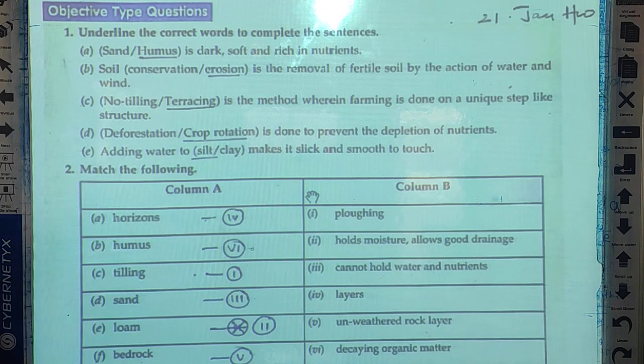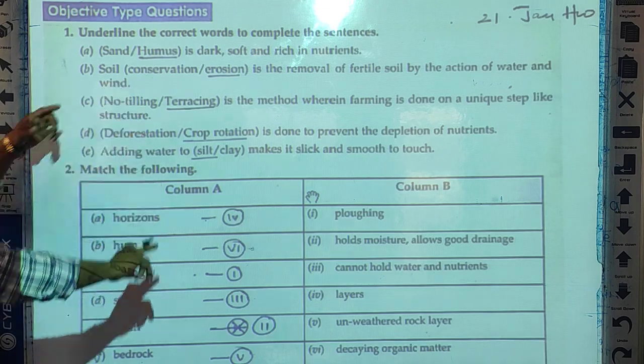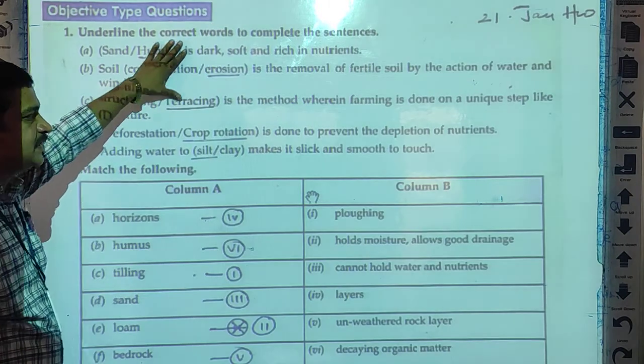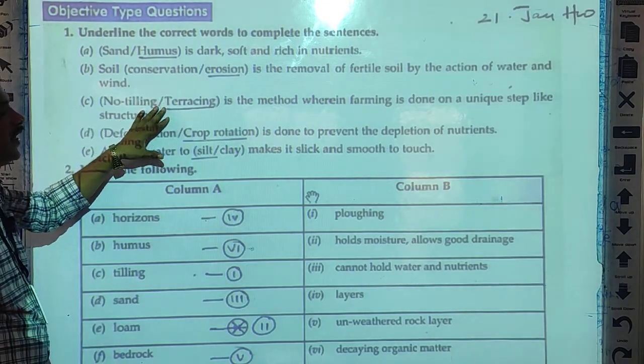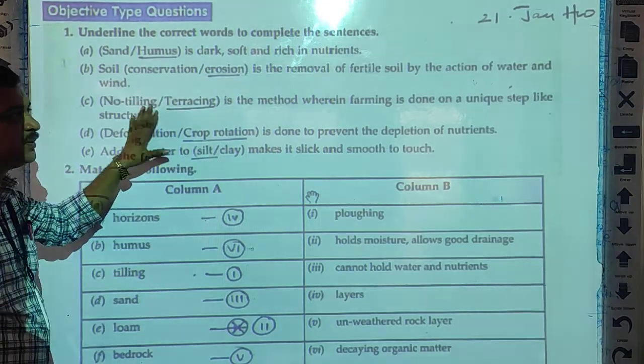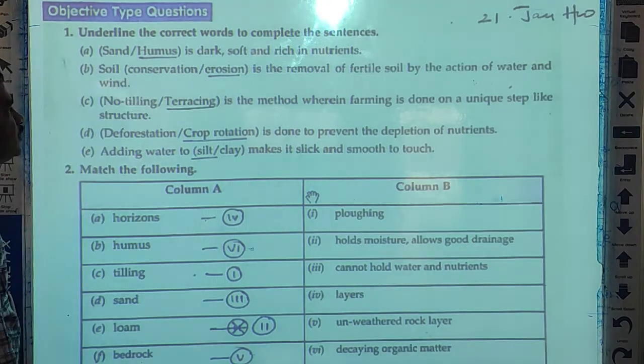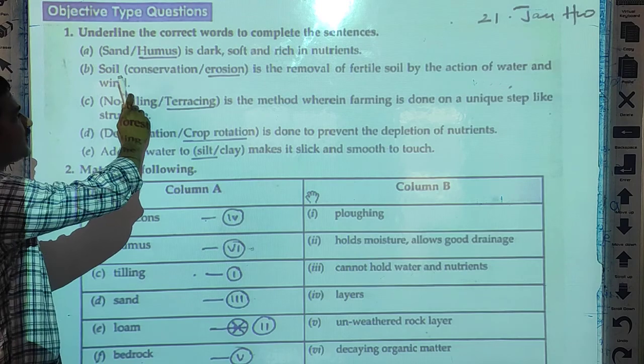So what is the question? Underline the correct words to complete the sentences. Here some sentences are given and in brackets two options are given. Which one is the correct option? That option you have to underline. Now I will read the sentence first.